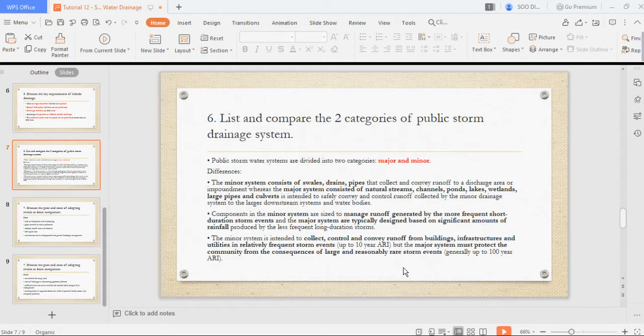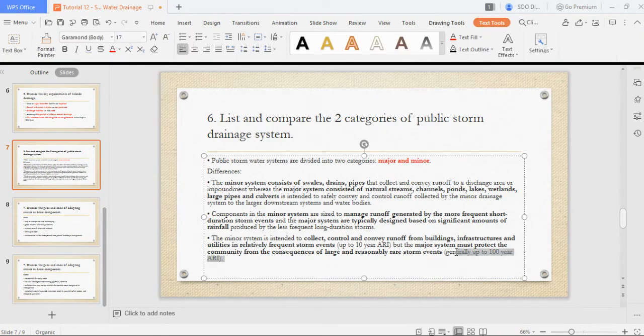Okay, so next is the component in the minor system. They are only for short duration, whereas the major system is for a very significant amount of rainwater and also for a long duration storm. Besides that, for the minor system, you intend it to collect, control, and convey the runoff, the rainwater from the building infrastructure and utility, for a short period of time. But for the major system, you want to protect a community from any large or reasonably rare stormwater event.